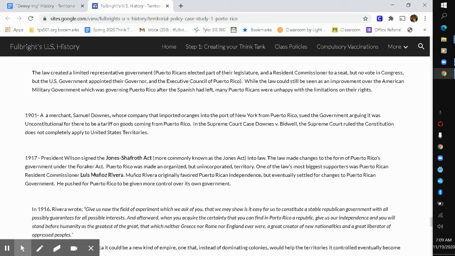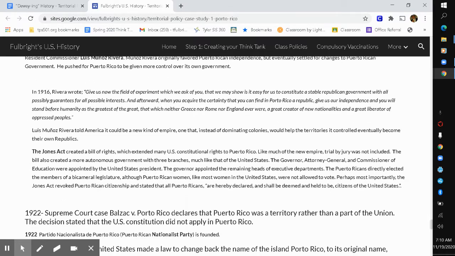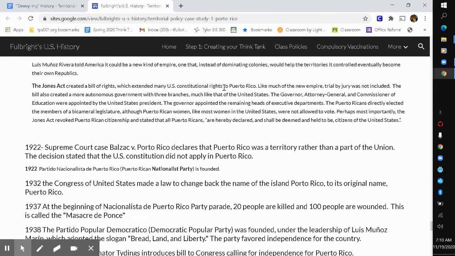One of the law's biggest supporters was Puerto Rican resident commissioner Luis Munoz Rivera, who we heard from above. He originally favored Puerto Rican independence, but eventually settled for changes to Puerto Rican government. While he no longer wanted them to become their own country, he did want Puerto Rico to have more say in what happened to Puerto Rico. We extend many constitutional rights to Puerto Rico, but not all of them. So since we signed the bill in 1900, there's just been an ongoing debate over what the status of Puerto Rico should be.